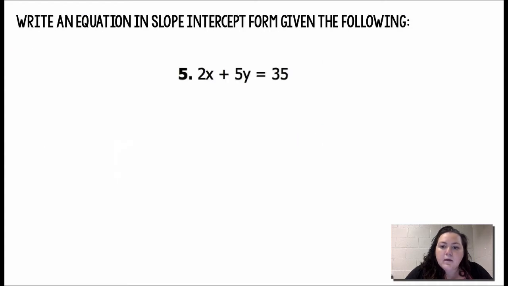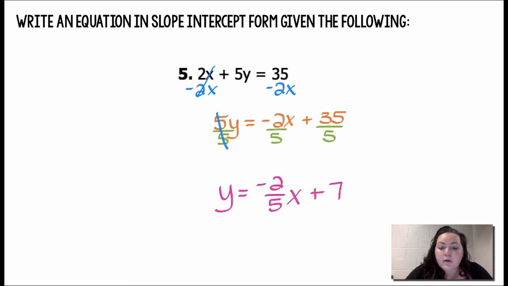Either way. This one, they gave you 2x plus 5y equals 35. So this is standard form, which is ax plus by equals c. And I'm going to rearrange it to get y by itself. So I'm going to subtract 2x on both sides. That's going to give me 5y equals -2x plus 35. Then I'm going to divide everything by 5. And I get y equals -2/5 x plus 7.